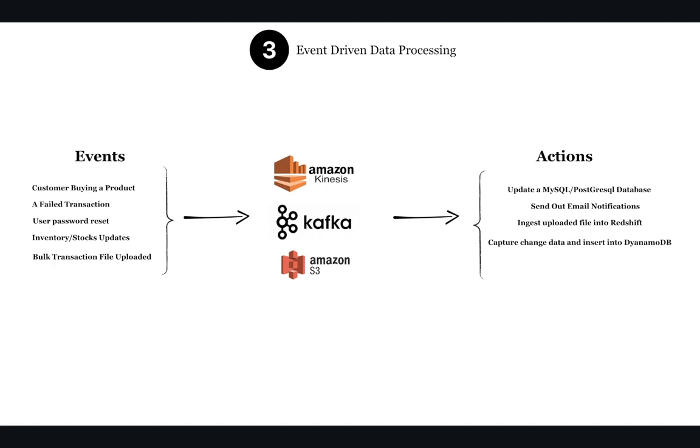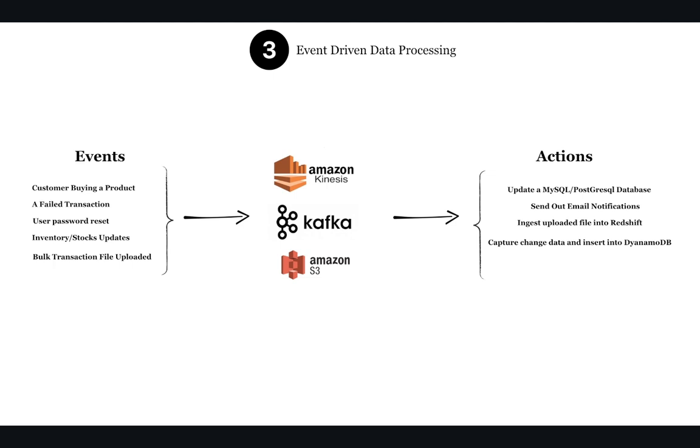Let's take an example of an e-commerce website where customers are purchasing products, and as soon as the transaction is successful, the application sends a payload containing the customer ID, the product ID, the amount paid, and the transaction date. This payload will be written by the producer application into Kinesis or Kafka inside a specific topic. Now your objective is to take action on this event. In this case, you want to send an email notification to that specific customer informing them that they have successfully made the purchase.